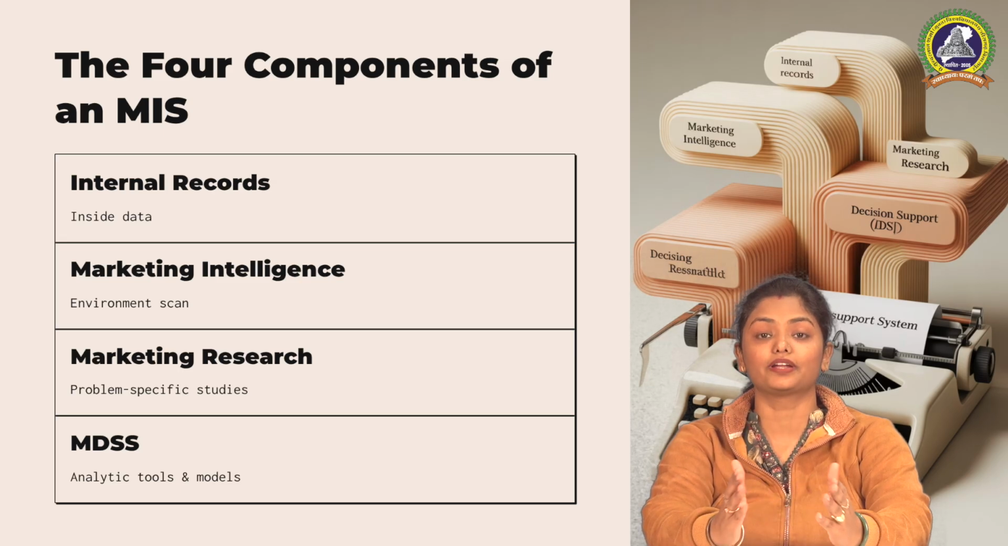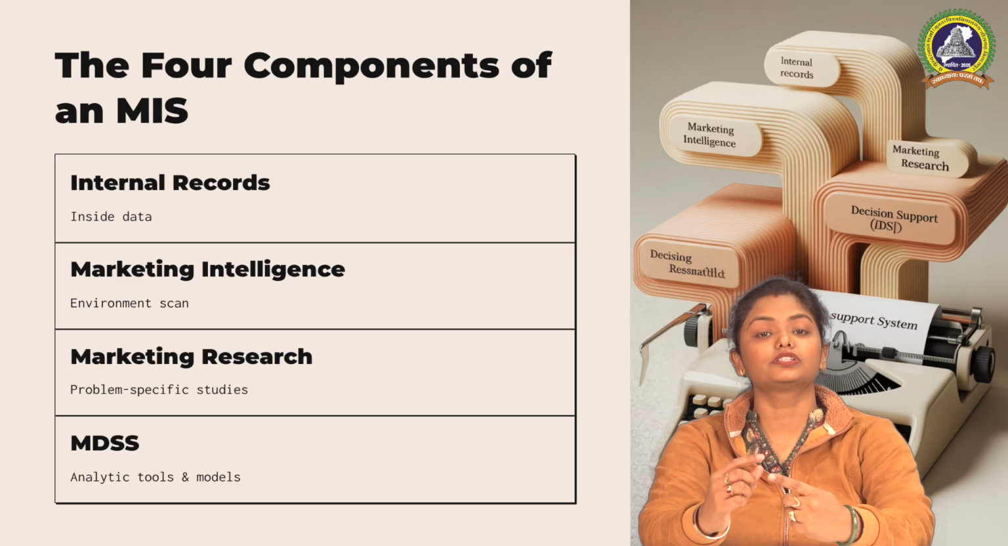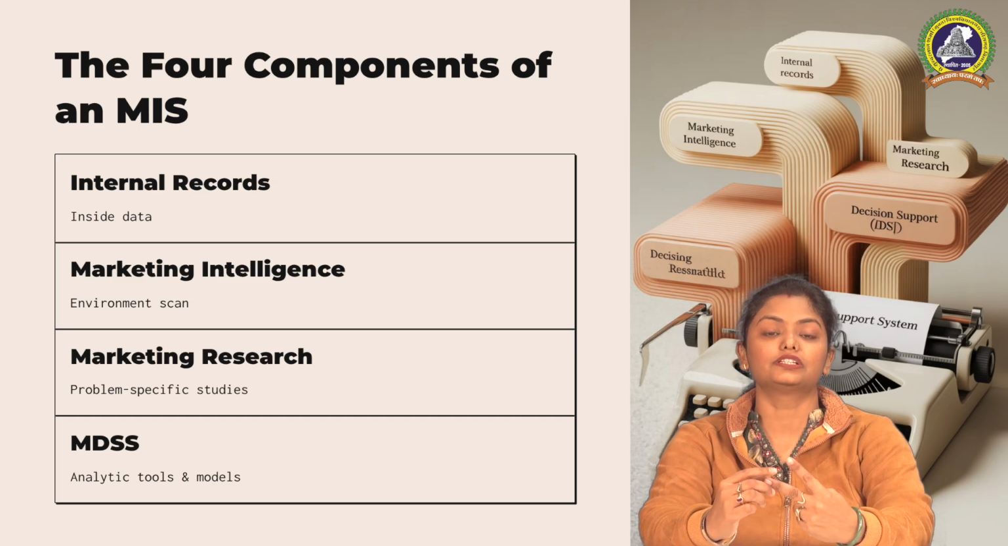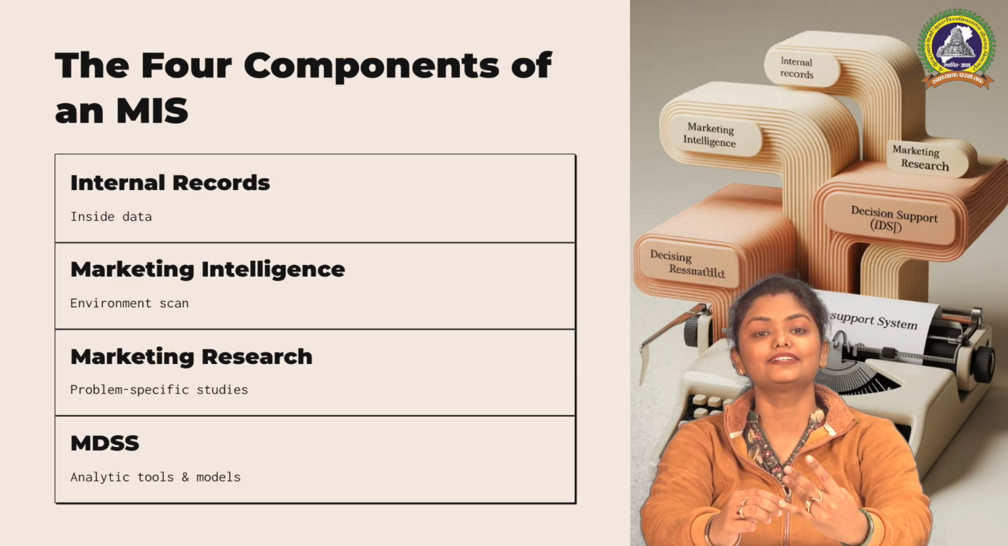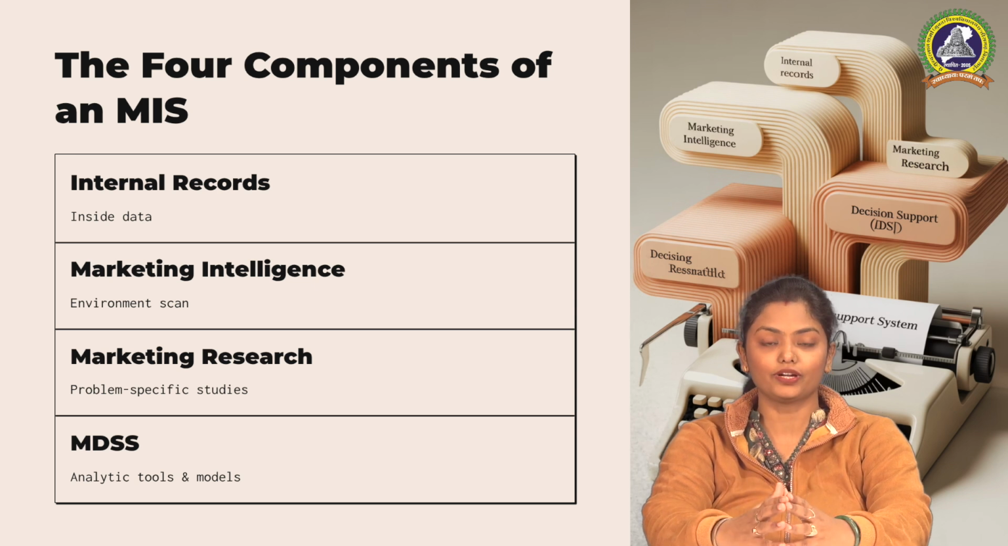As you can see from the diagram on the slide, there are four main components of an MIS. The first one is the internal record, second one is marketing intelligence, third is marketing research and the fourth one is the marketing decision support system. Let's take a closer look at each of these components one by one.